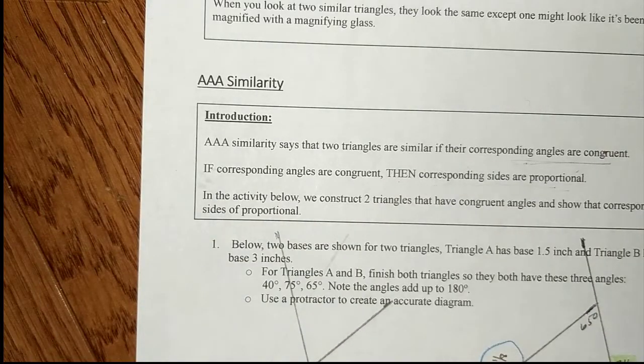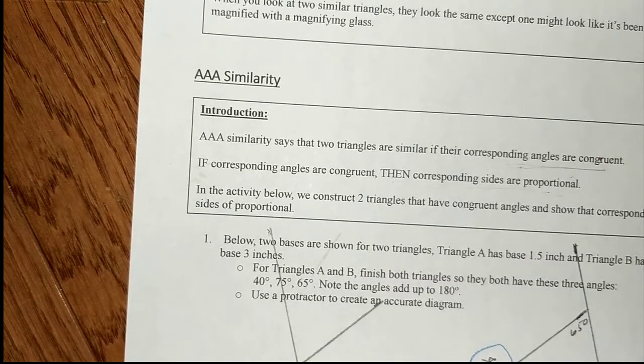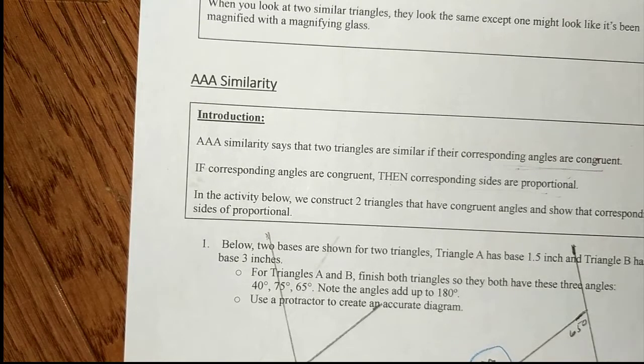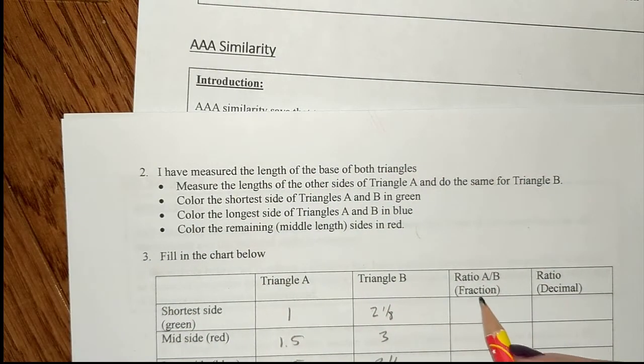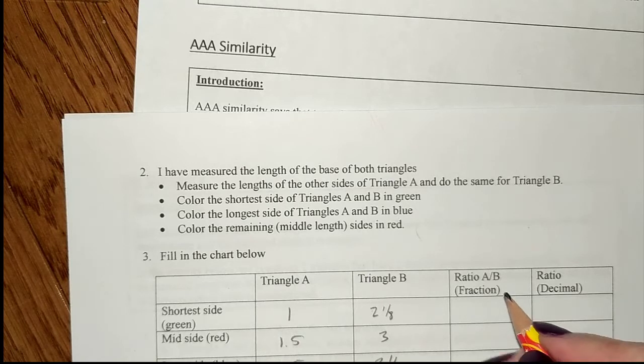So the shortest side of triangle A is 1. The mid side is 1.5 and the long side is 1.5. And then I get 2 and an 1/8, 3 and 3 and an 1/8. And then over here you'll do the ratio. What is an 1/8? Like 0.12, I think. So, A to B.